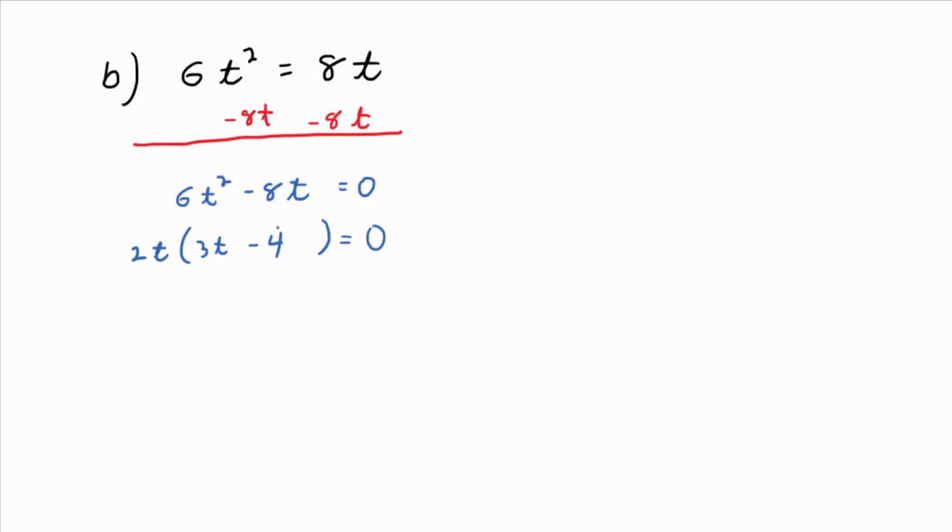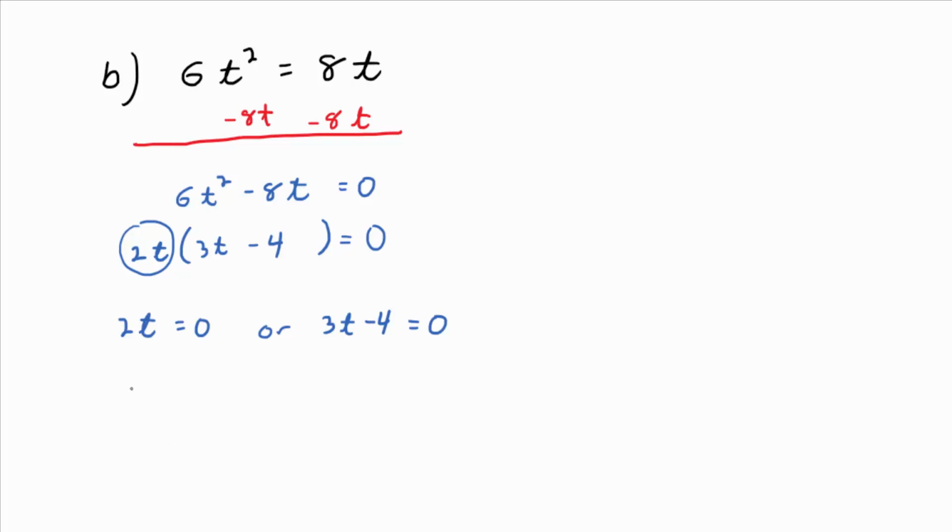Now, what does the zero product rule say you can do with both factors? You set both factors equal to 0. If that product equals 0, then either the first factor, 2t, equals 0, or the second factor, 3t minus 4, equals 0. That's the zero product rule. The idea is you solve those two simpler equations. They're simpler than the one we started with, and they contain both solutions to the one we started with.